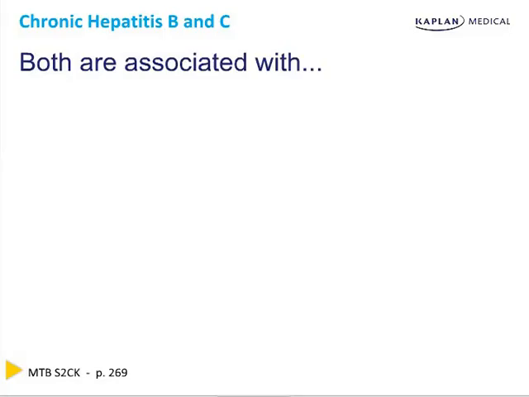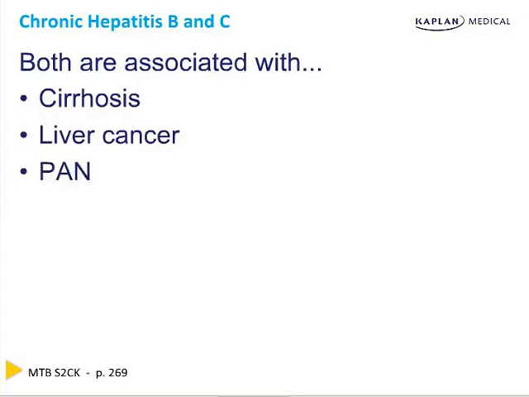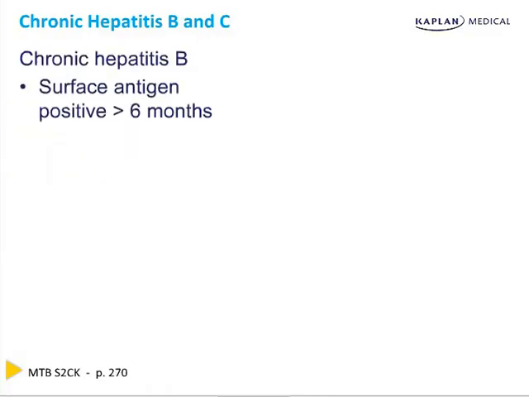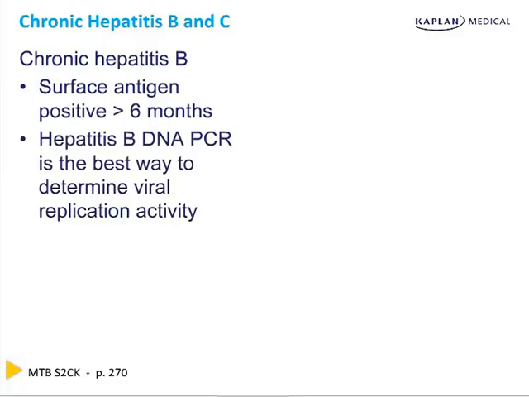Both chronic hepatitis B and hepatitis C are associated with cirrhosis, the development of hepatocellular carcinoma, and polyarteritis nodosa. Chronic hep B patients are those in whom surface antigen is positive for greater than 6 months. Hepatitis B DNA levels by PCR is the best way to determine viral replication activity.